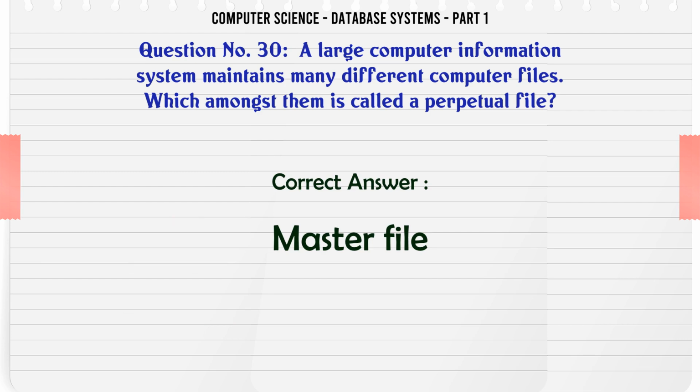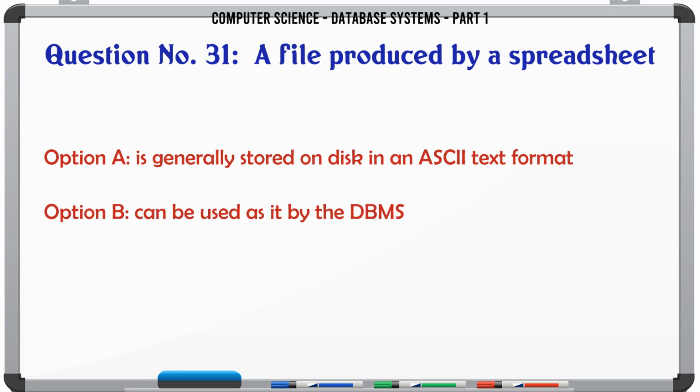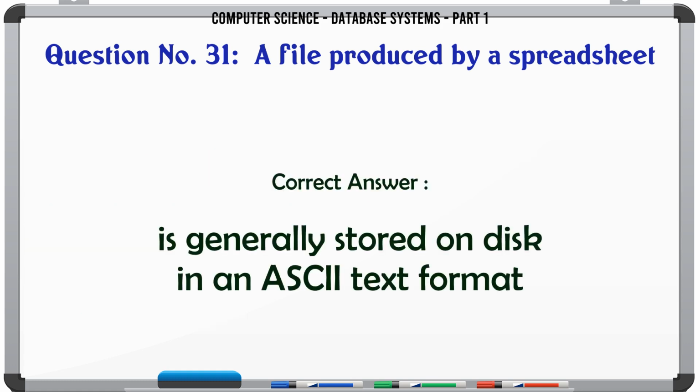A file produced by a spreadsheet. A. Is generally stored on disk in an ASCII text format. B. Can be used as is by the DBMS. C. Can be used for graphics. D. All of the above. The correct answer is generally stored on disk in an ASCII text format.